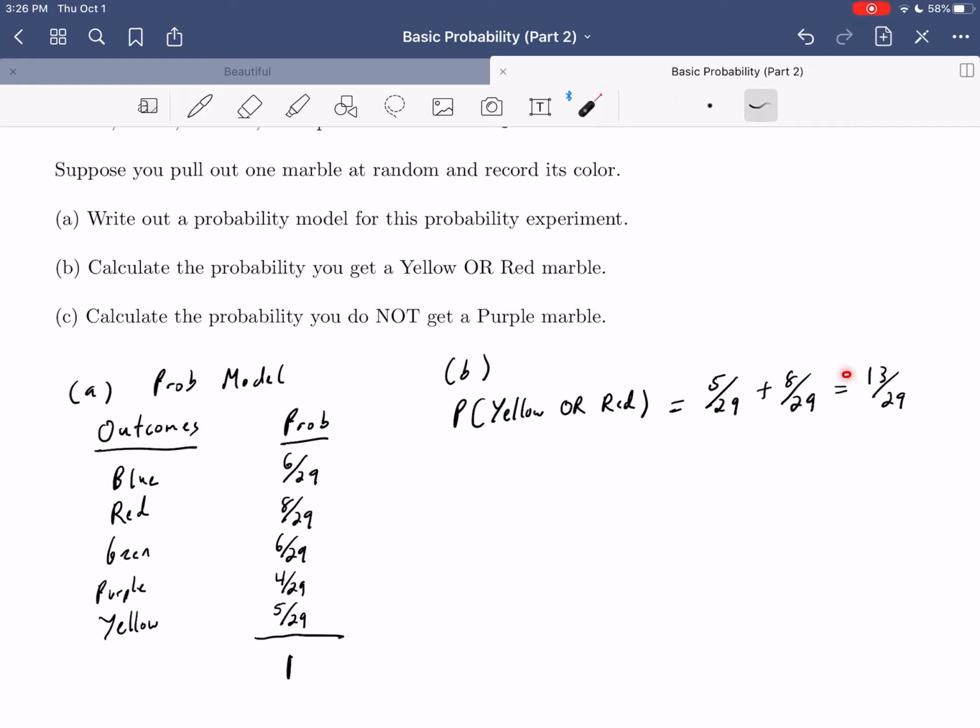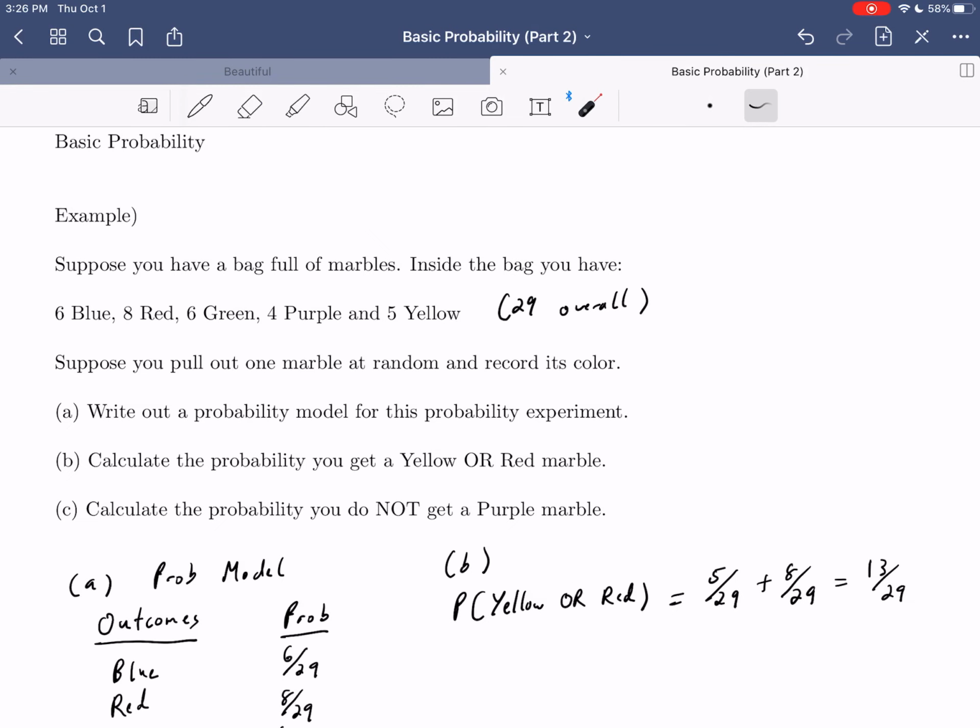Notice this also makes sense if you just think about it from a fundamentals perspective. If you're just saying you want yellow or red, and you go back up here, well, there were 8 red ones, 5 yellow ones. That's 13 marbles overall that satisfy being either red or yellow. 13 out of 29. That's exactly the answer we got here.